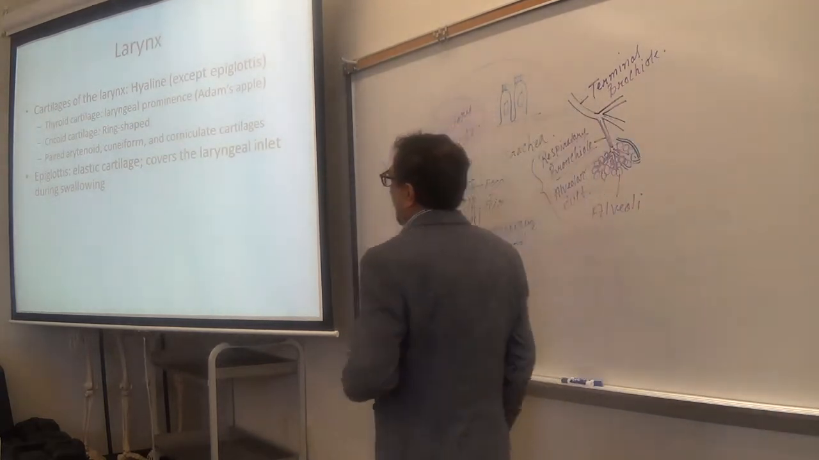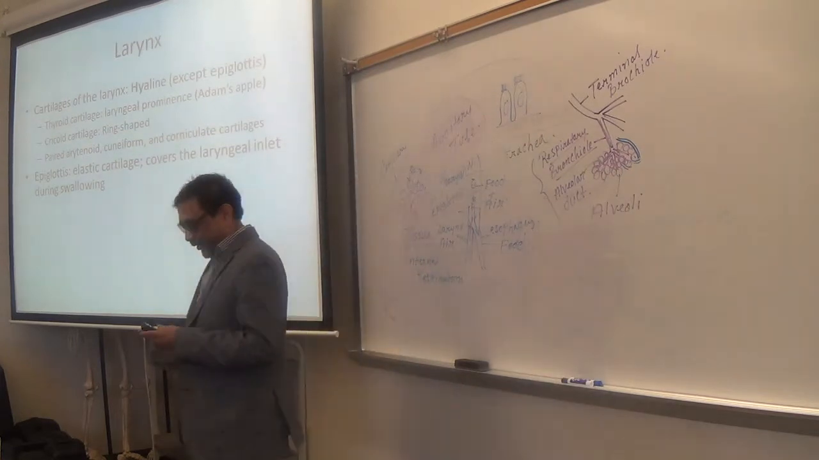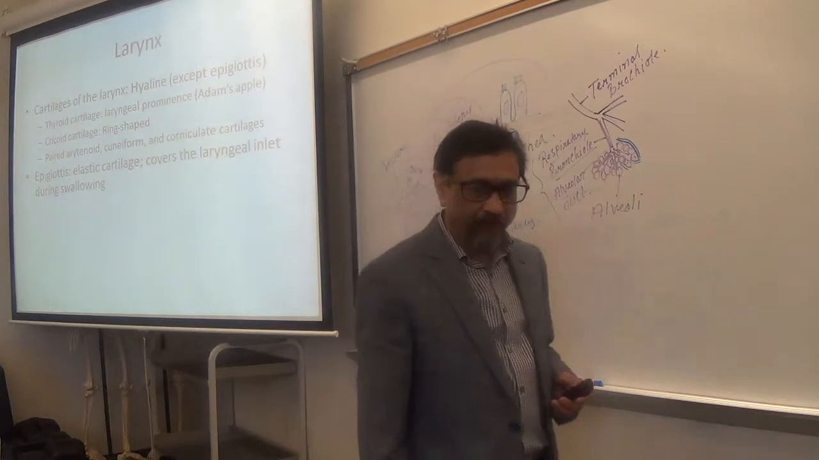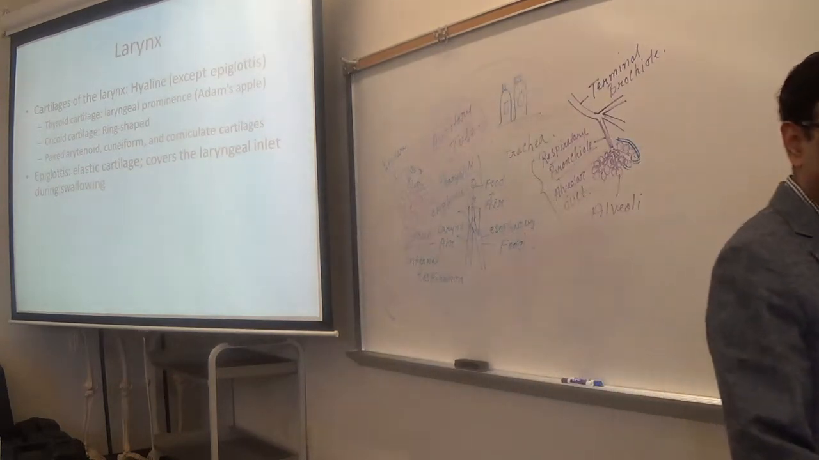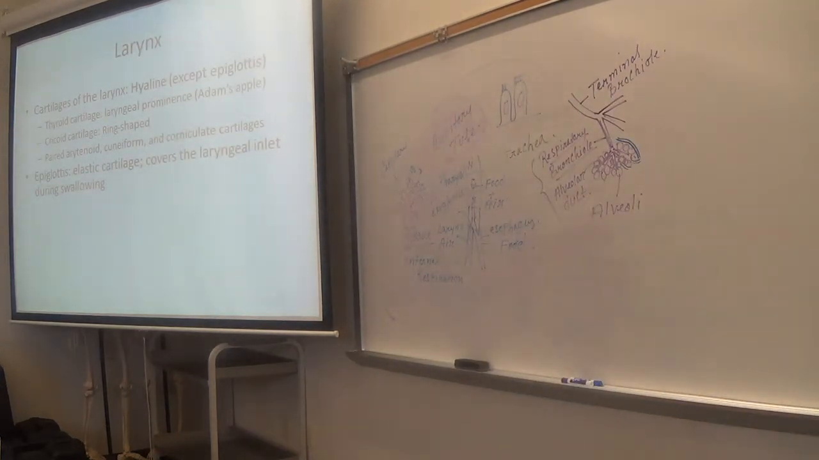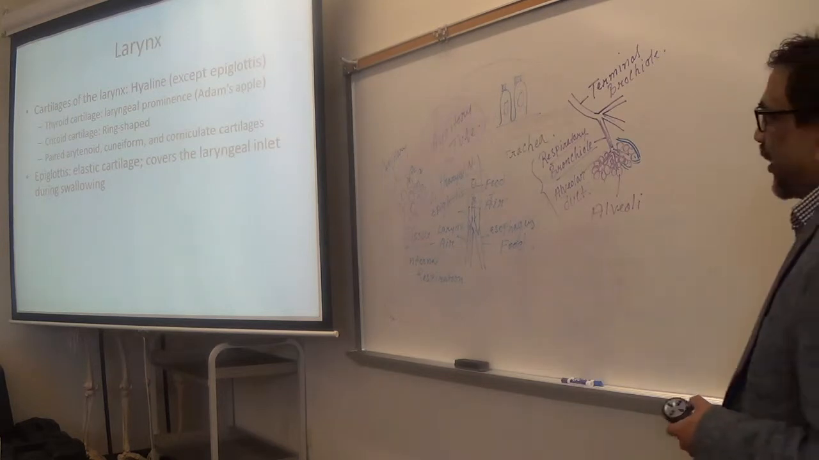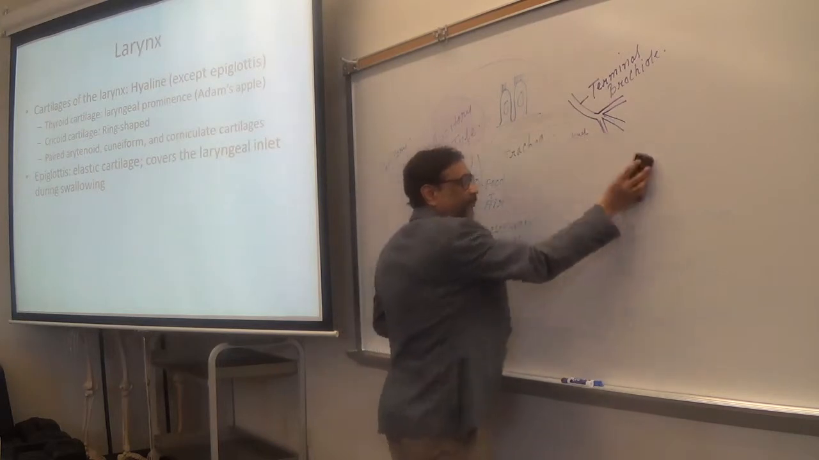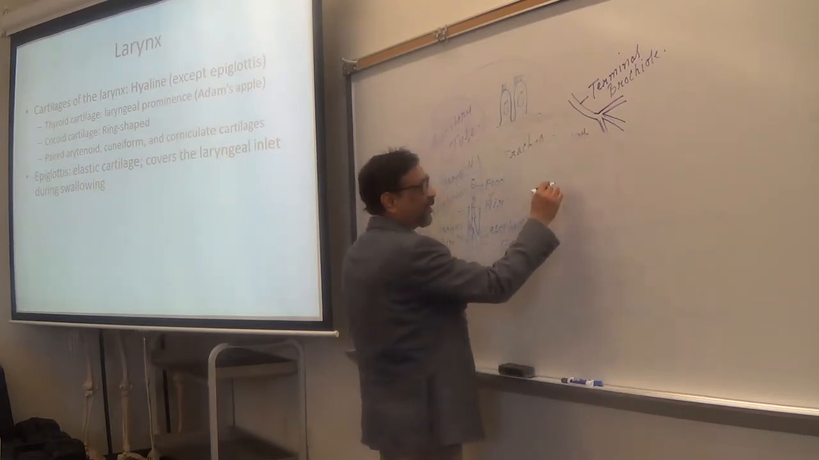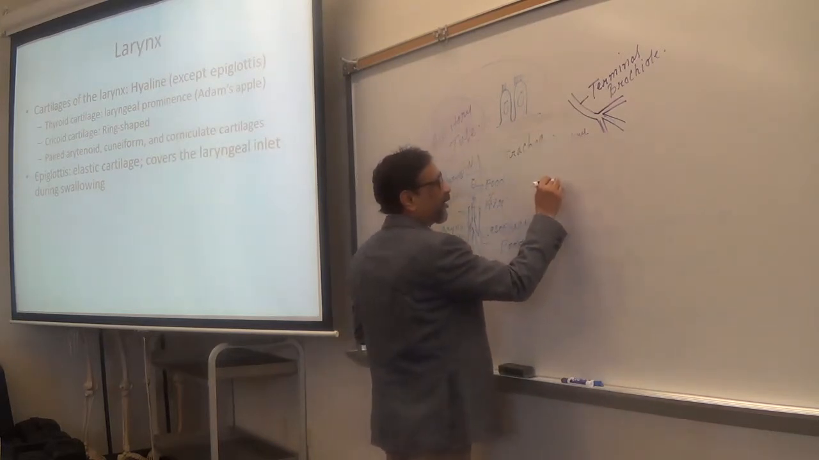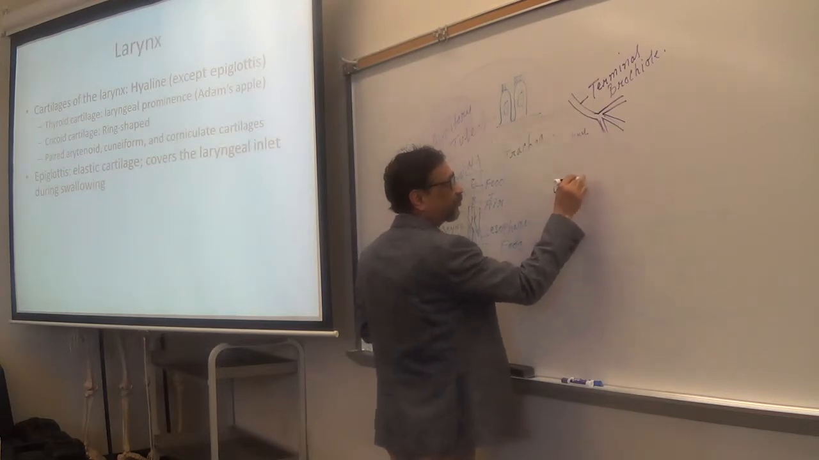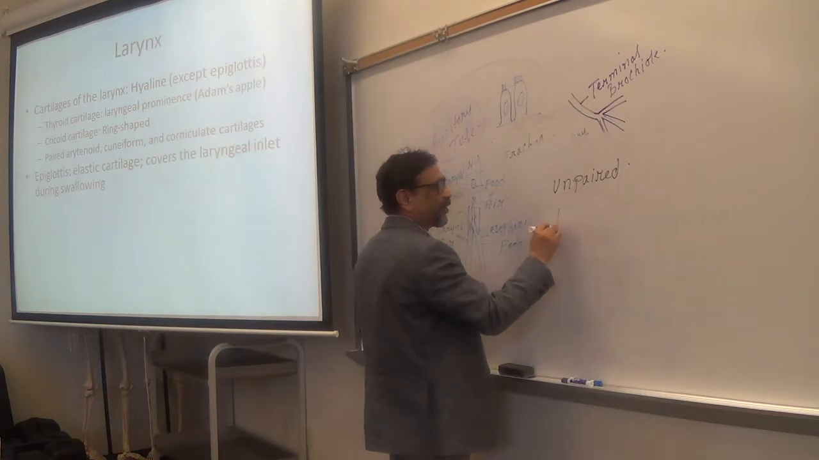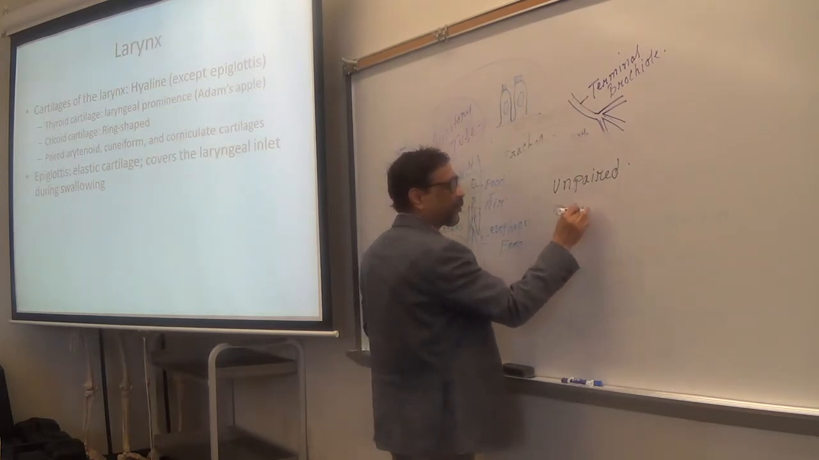Larynx. The larynx is mainly a cartilaginous structure or tube, which is also called the voice box, right? I mentioned. Now the larynx has two types of cartilages. Few cartilages are single, unpaired, and few cartilages are paired.